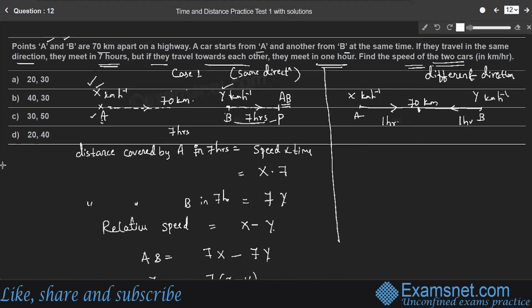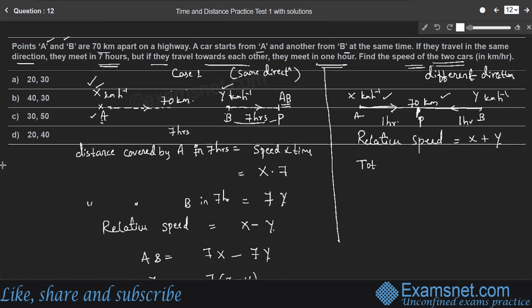Now, consider the second case. In the second case, both the cars are moving in different directions. Therefore, we use the concept of relative speed, in which the sum of their speeds is the relative speed. So the relative speed is equal to x plus y. Why is it x plus y? The distance traveled by the first car in 1 hour plus the distance traveled by the second car in 1 hour becomes the total distance, because both the cars meet at some point P somewhere here, so the total distance traveled by them is the distance between them.